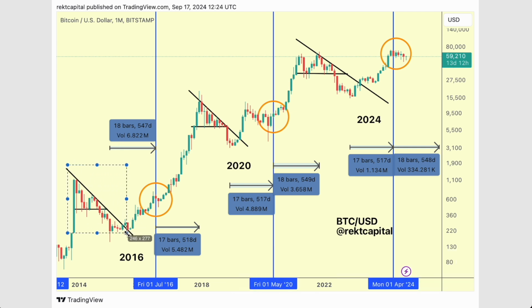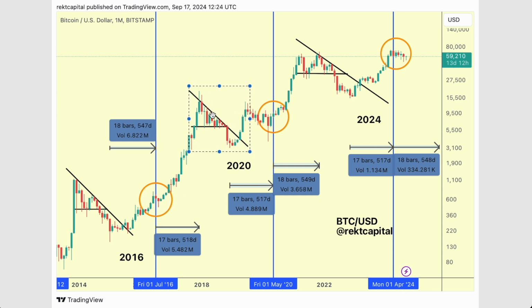Whenever we see a macro downtrend break this diagonal resistance over time, we see a new bull market take place. The bull market lasts for a certain time going into the halving, but then we transition into a pre-halving retrace. And this has been the case time and again.